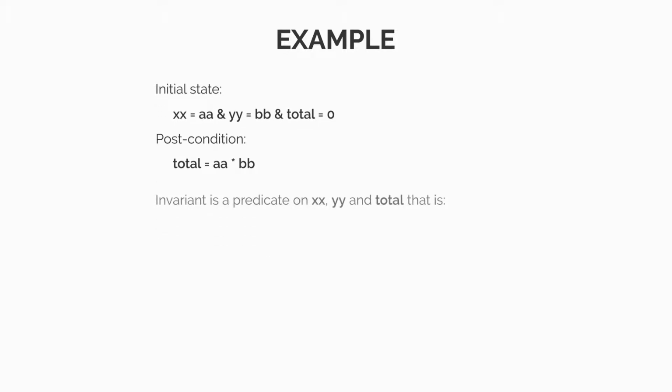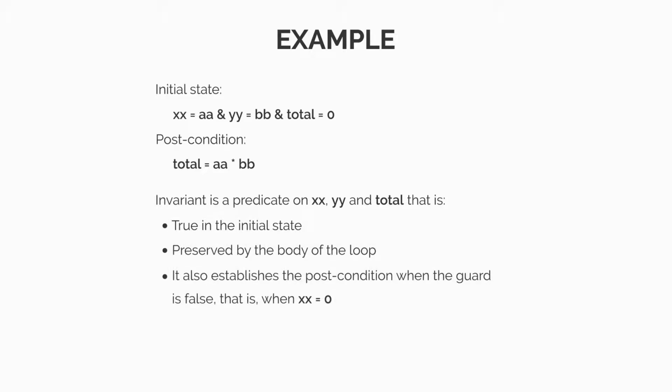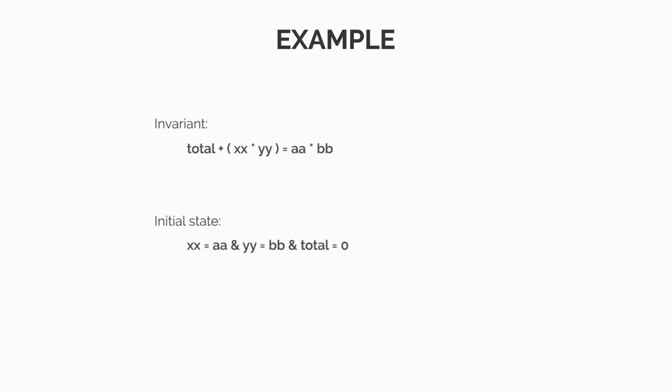The invariant is a predicate on xx, yy, and total that satisfies 3 conditions. It's true in the initial state, it is preserved by the body of the loop, and it also establishes the post condition when the guard is false, that is when xx equals 0. Let us propose the invariant to be the predicate total plus xx times yy equals AA times bb.